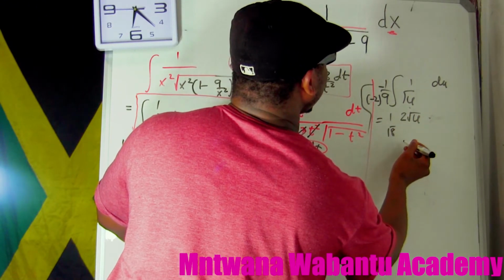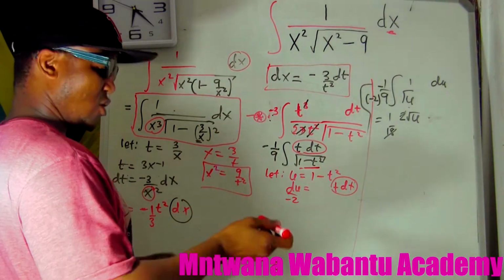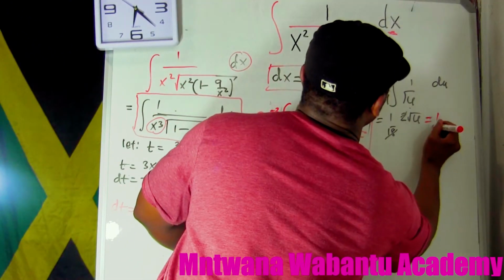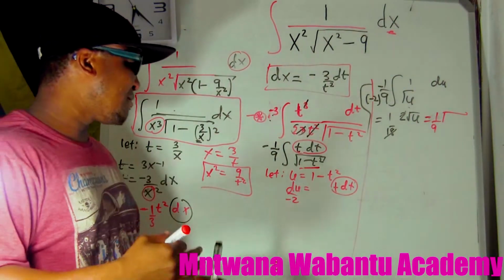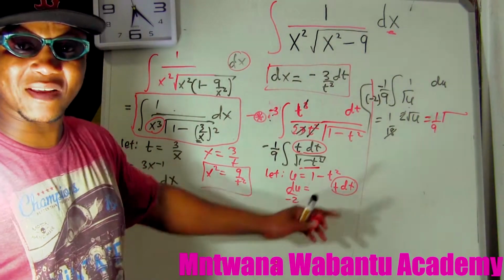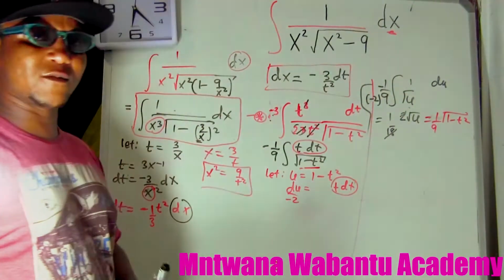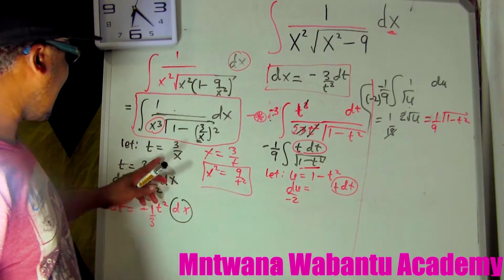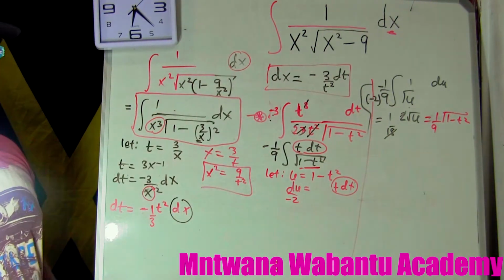So we're going to say this, and this is going to give us what? It's going to give us 1 over 9 u. So then finally, this is going to be 1 over 9 square root of u. But for u, we can substitute back. Insert back the value. The value of u equal to 1 minus t squared. So this is going to be 1 minus t squared. And also we know the value of t. The value of t is somewhere here, 3 over x. But that's t squared, so it's going to be 9 over x squared.